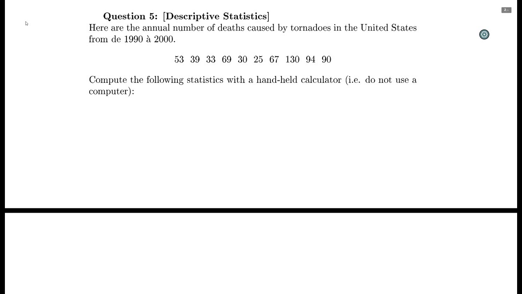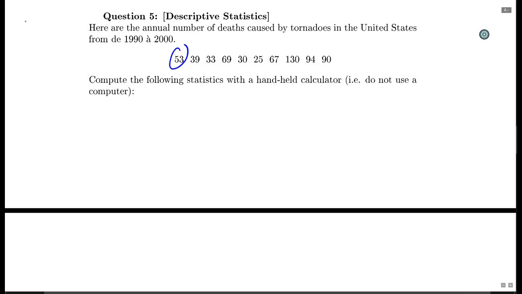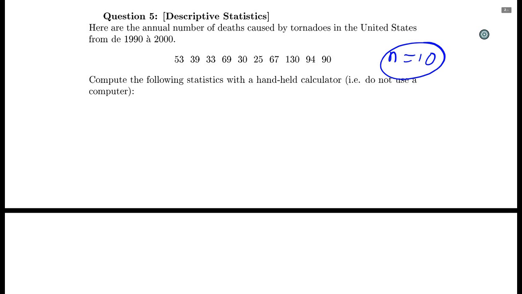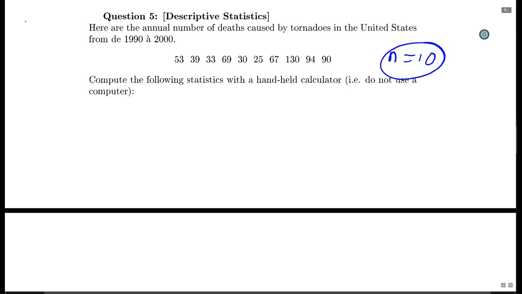My name is Lamotte. We'll discuss the computation of a sample mean and sample standard deviation for the values that we find in question 5. So here we have a numerical variable, which is the annual number of deaths caused by tornadoes in the United States. For example, the first value is 53, so in that particular year there are 53 deaths. And then what we'll do is we'll compute the mean of these 10 values. So here we have a sample size of 10. For these 10 numerical values, we'll compute the mean and the sample standard deviation.